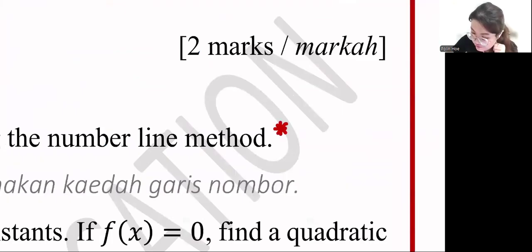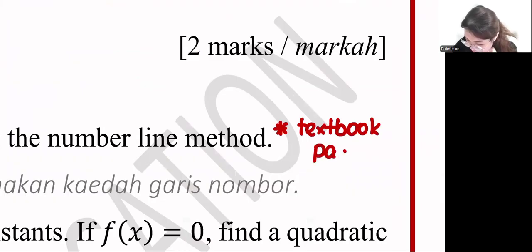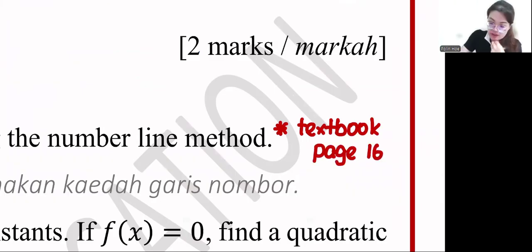Textbook, Form 4 textbook, of course. You see, I keep repeating until I also can remember which page. Page 16. If you're in the community group, later I will send the whole page to you. You need to know all the three methods according to the textbook. Okay, so this is the thing.